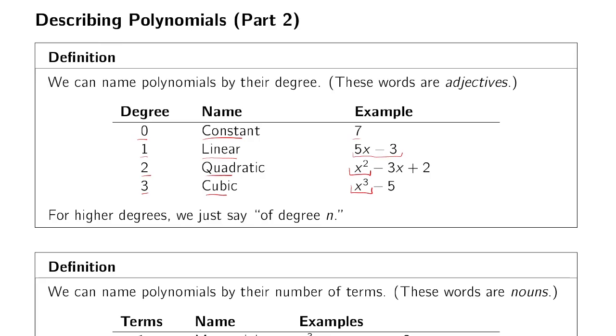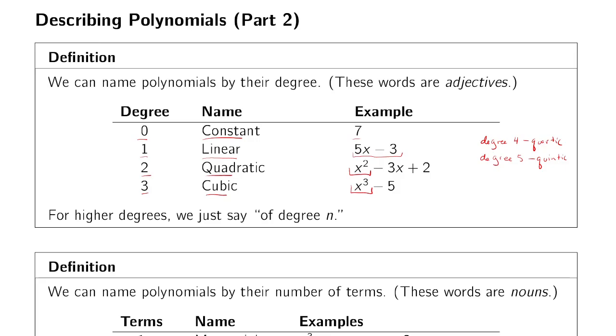Now, there are names for degree 4 and degree 5. A degree 4 polynomial is called quartic. A degree 5 polynomial is called quintic. You could come up with names for degree higher than 5. At that point, you're just kind of speaking Greek, right? We're just counting in Greek at that point.